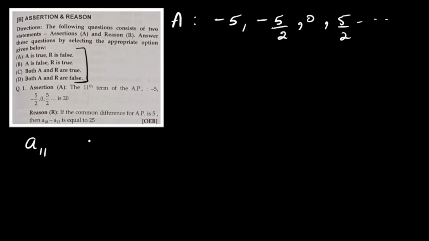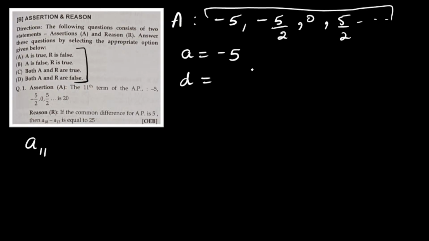So let's check this one. First of all, from the sequence, let's write the value of A and D. A is the first term, so A is equal to minus 5, and D we have to find from this sequence. If I have to find D, I can use any successive terms. I'll be using A4 minus A3 because it seems easy. 5 by 2 minus 0 I have to do.